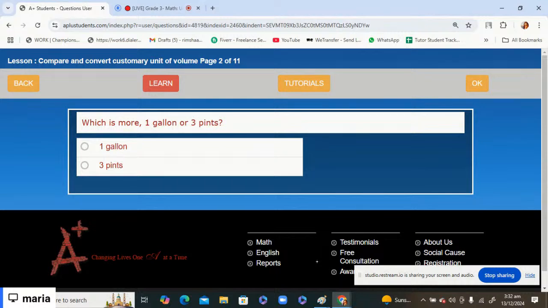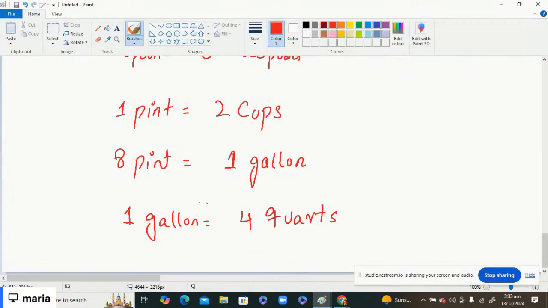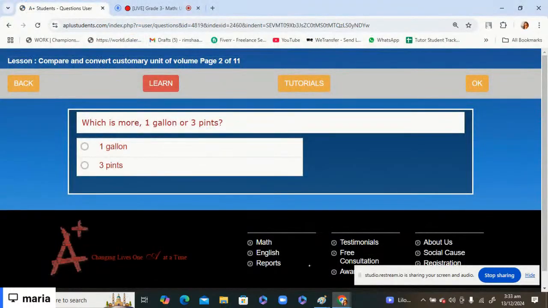Which is more, 1 gallon or 3 pints? As we know that 1 gallon is equal to 8 pints. Okay. So here only 3 pints are given. So what's the option for that? So 1 gallon is greater as compared to the pints.